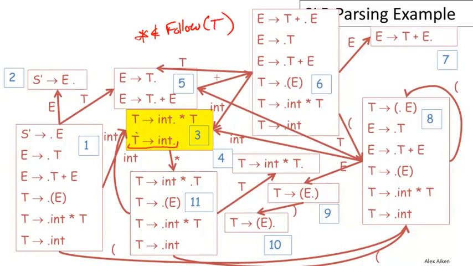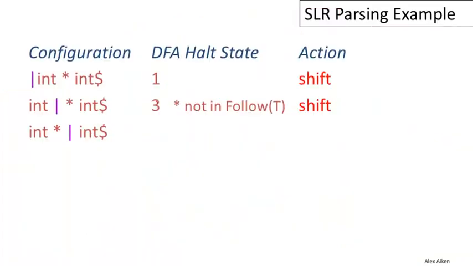That leaves only the other item to consider, and here we see that this item says we can shift a times. So if times is the next thing in the input, which it is, it's okay to shift. So the DFA halts in state 3, and because there's a times in the input, the move is to shift. And that puts us into this configuration where we have int and times on the stack.